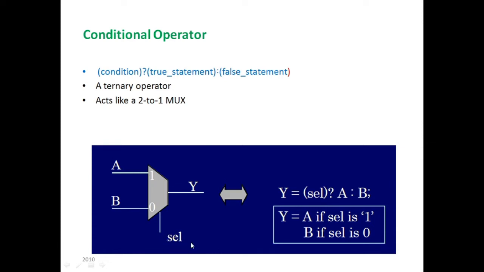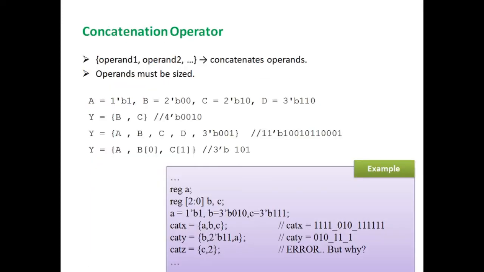If it is the selection line, if y equals a when the selection is 1, and y equals b when the selection is 0. So this will be evaluated as an output if the selection is 0, and this will be evaluated as an output if the selection is 1. So it is a selection or conditional operator.